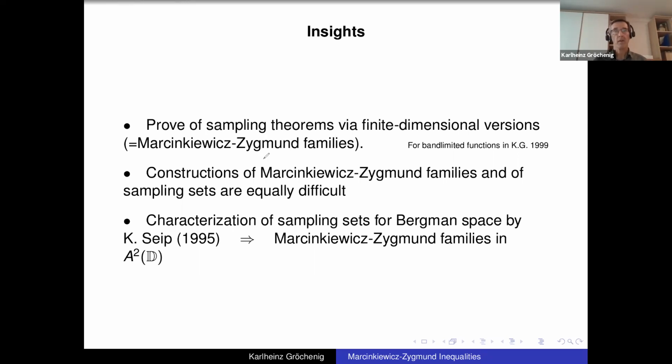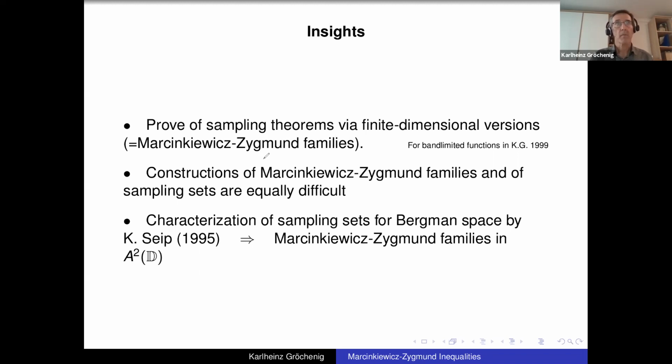For band-limited functions, I did something a long time ago, approximation of band-limited functions by trigonometric polynomials. At that time, I didn't even know that this was called Marcinkiewicz-Zygmund families. But so my interest goes far back to a different time of my mathematical life.